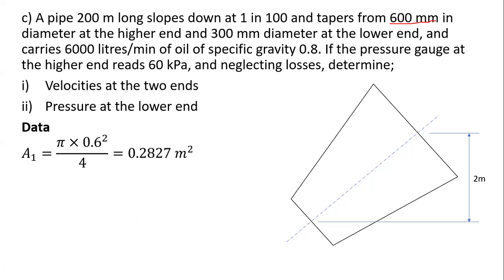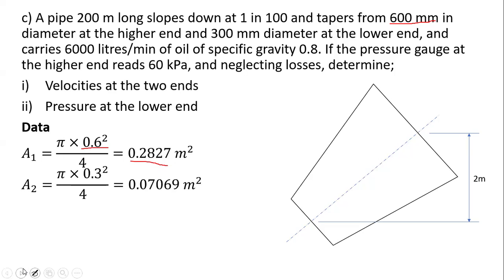So what we do with the 600 millimeters, we convert it to meters. When you divide 600 by 1,000, you get this number we've put here, 0.6. So pi times 0.6 squared divided by 4. The answer is here, 0.2827.